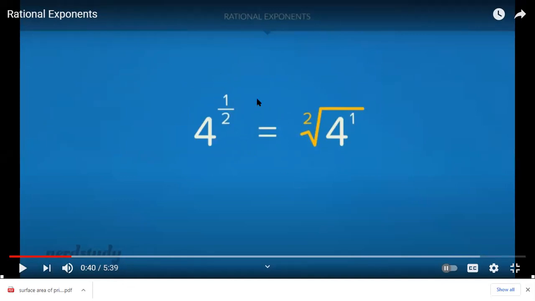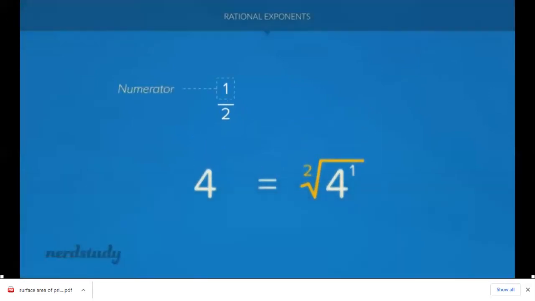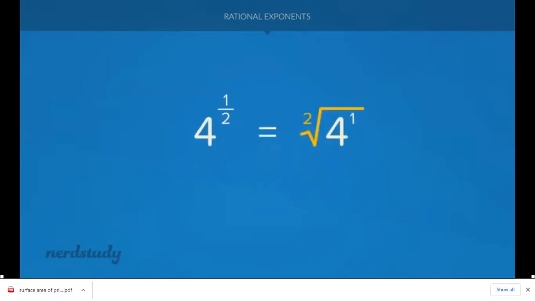Once you have rational exponents, we can change the number into a form with a radical sign. Did you see this? This is called the radical sign. We will put the denominator outside and the numerator inside as the power of the number. Then 4 to the power of half will be the radical sign 2 and then 4 to the power of 1. This exponent has a numerator of 1 and a denominator of 2. What we end up with is the square root of 4 to the exponent 1.